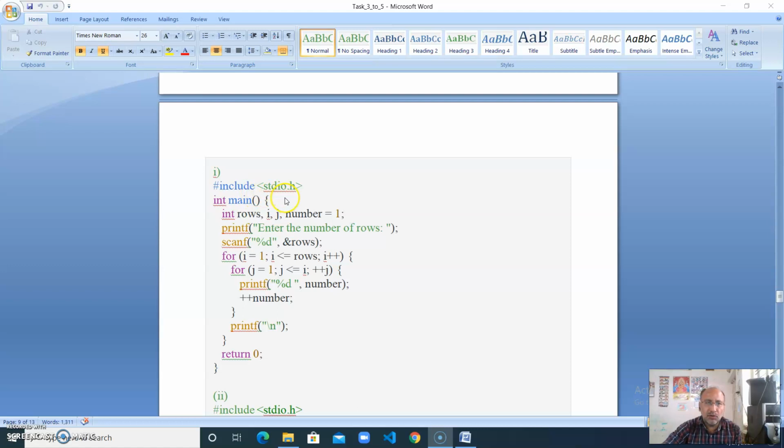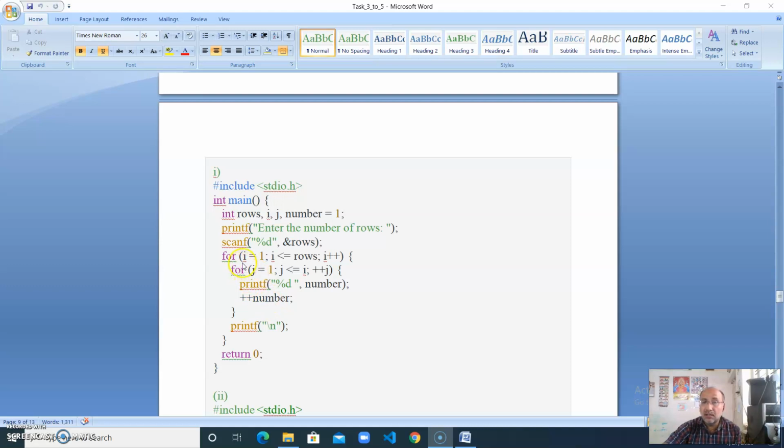#include <stdio.h>, int main, int rows (how many number of rows), i, j, number equals 1. Enter the number of rows, scanf %d, rows. For i equals 1, i less than or equal to rows, i plus plus. For j equals 1, j less than or equal to i, j plus plus. printf %d, number, number plus plus.